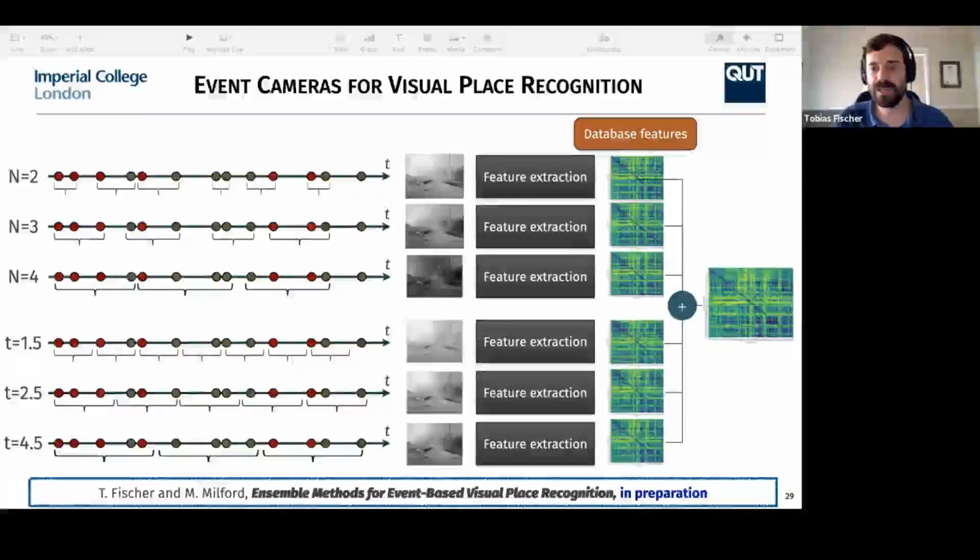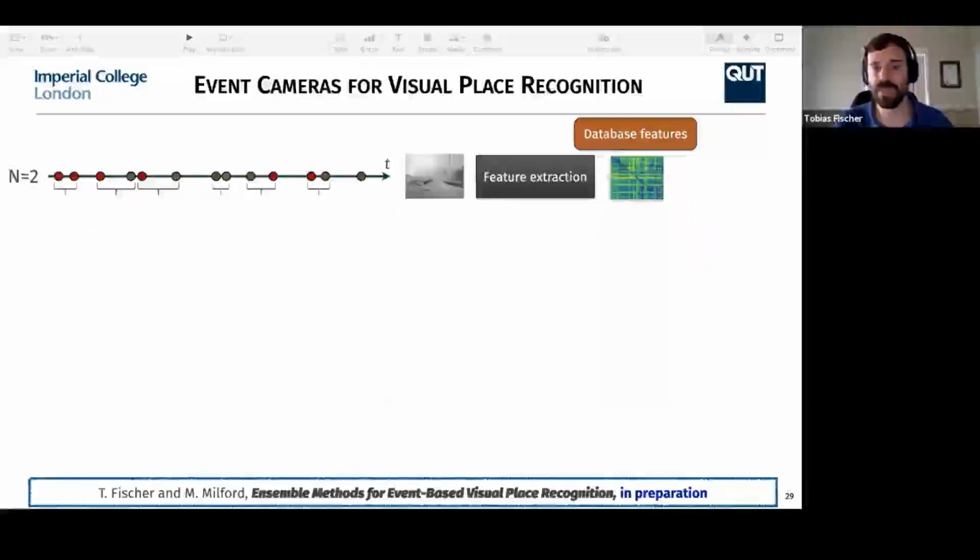You can do that, and if we average the predictions of each of those different window sizes, or you can also just use a normal time-based approach and consider however many events are in that particular time window, then that results in a better visual place recognition performance compared to just using a single reconstruction or a single set of reconstructed images.